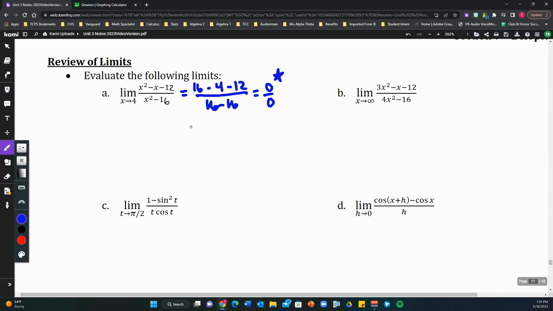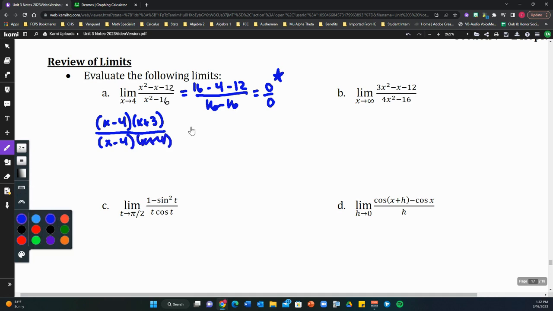So because these are both polynomials, one of those methods was factoring. So in this case, the numerator would factor to be x minus 4, x plus 3. And I don't think I said at the beginning, if you guys are using my guided notes, the 2 and the 6 did not copy when I printed this to a PDF, so please put those in there on your paper so you guys see the right values. And then the denominator factors to be x minus 4, x plus 4.